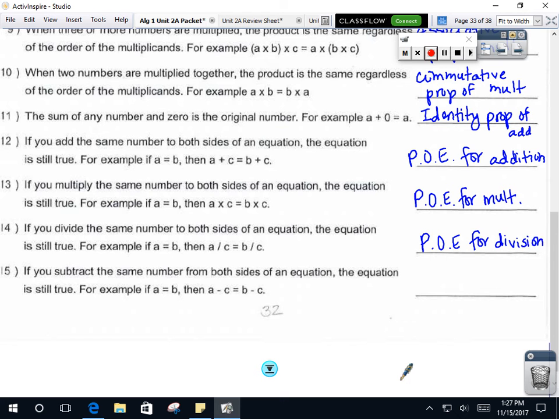And then if you subtract the same number from both sides of an equation, the equation is still true. For example, if A equals B, then A minus C equals B minus C. Property of equality for subtraction, right?